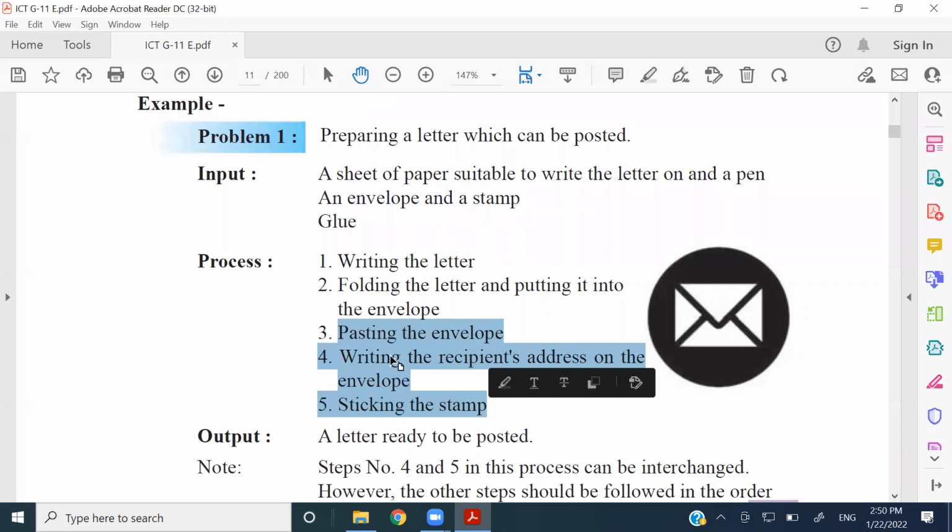Yes, people? If we look into it more carefully, we can change the order of second, third, fourth, and fifth, everything. Writing the letter at the first point is a must.